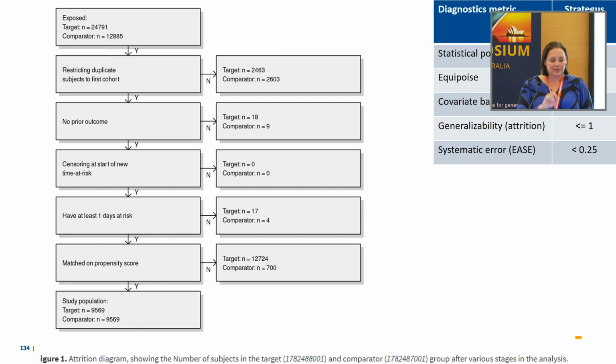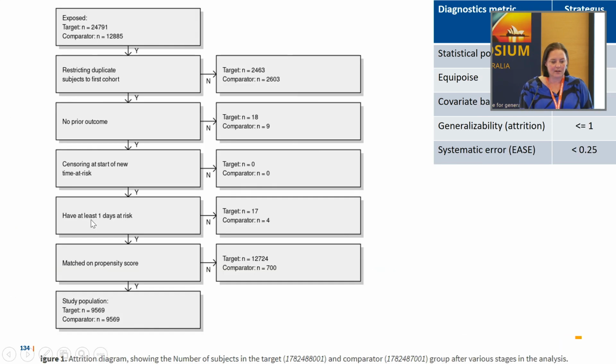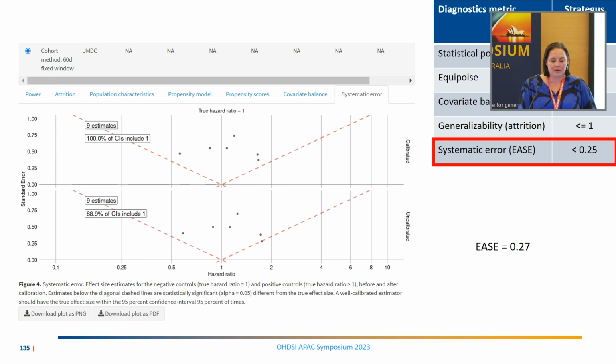Then we can have a look at attrition, which is the next little tab along there. So we started off with nearly 25,000 in our target, 12,000 in our comparator, and then we end up with 10,000 or so in each of the databases. So, we've lost quite a few from our target, but not so many from our comparator, okay? And again, we don't have like a cutoff diagnostic for that. That's about generalizability.